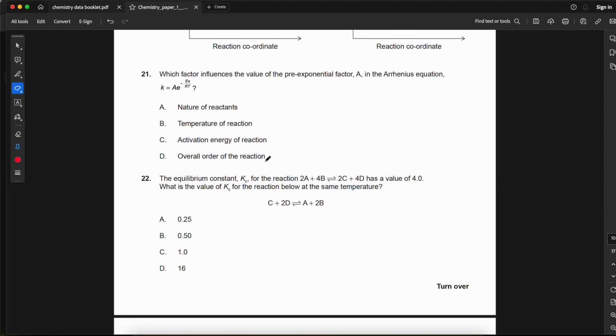Which factor influences the value of the pre-exponential factor A in the Arrhenius equation? A is the frequency of molecular collision and the orientation factor of reacting molecule. It is influenced by factors related to the nature of the reactant, such as their molecular structure, size, or shape, or concentration. So the answer is A.